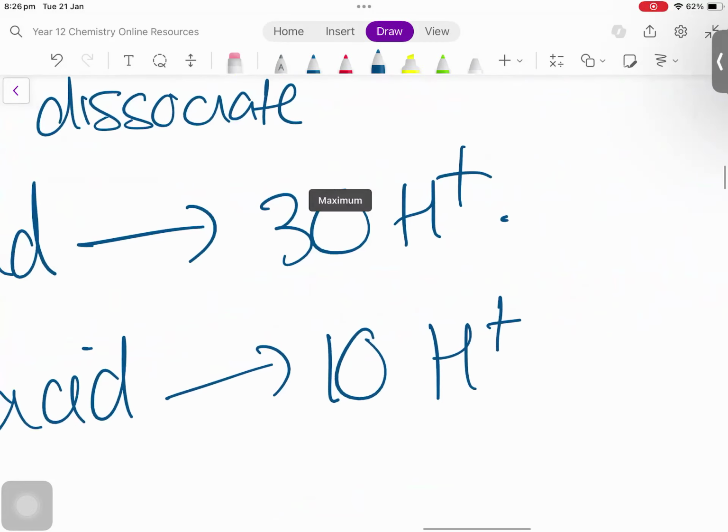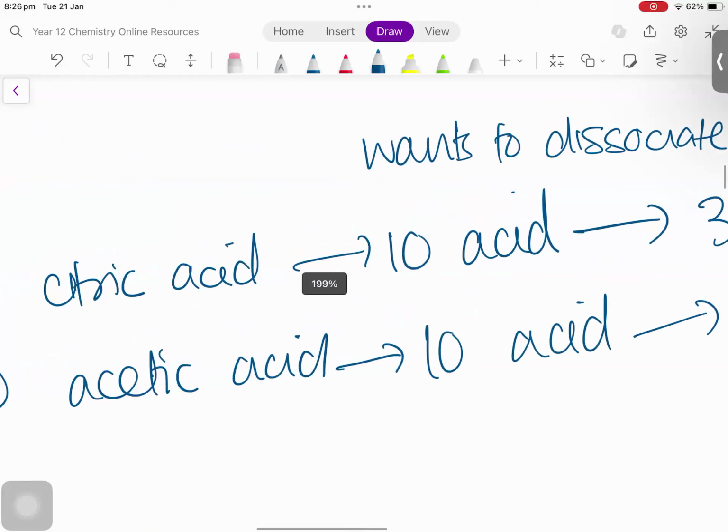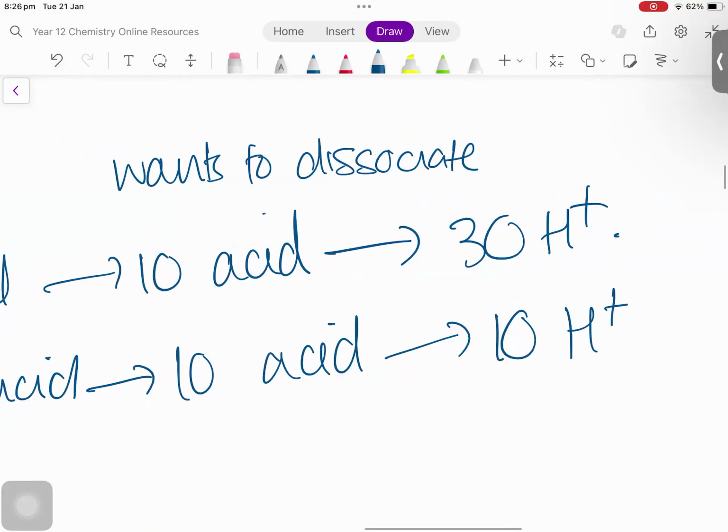Yeah? That's why the pH still ends up being different. Okay, so I know they're both weak, but of the ones that are willing to give it away, it'll give away 3 each compared to 1 each. So you still end up with more H plus at the end of the day. Yeah? Any questions? Let me know.